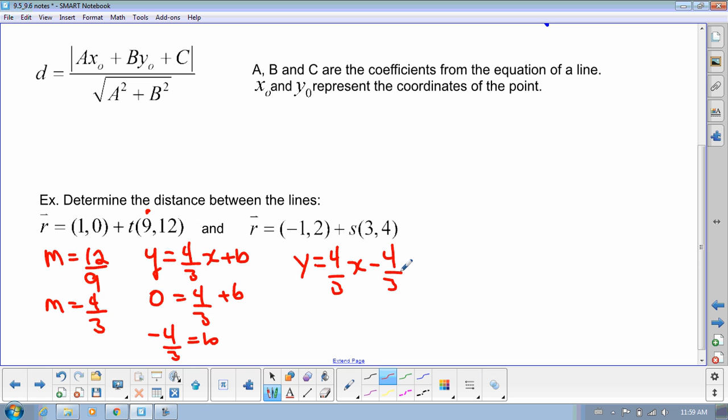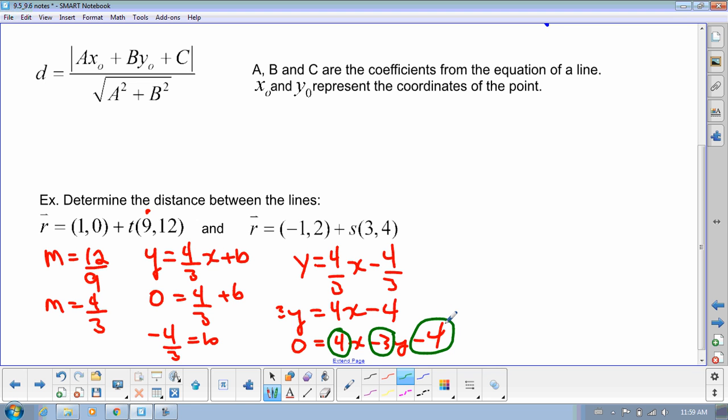This is close to standard form, but not quite. I'm going to get rid of the fractions. So I get 3y equals 4x minus 4. So then I will have 0 equals 4x minus 3y minus 4. So I needed this form of the equation because this here will be my A, the negative 3 is my B, and negative 4 is my C. So now that I have that information, I can now find the distance using my formula.